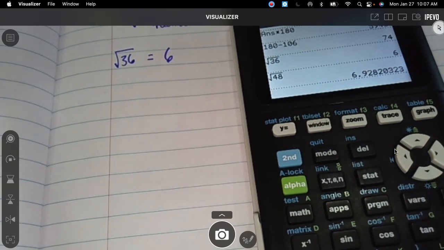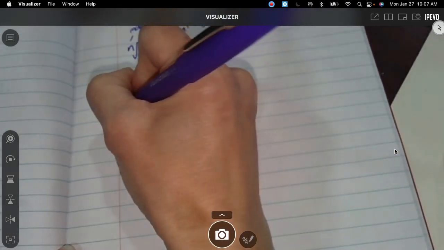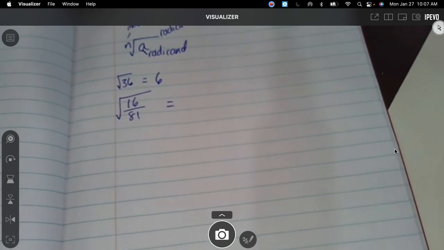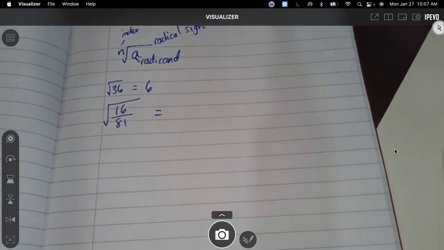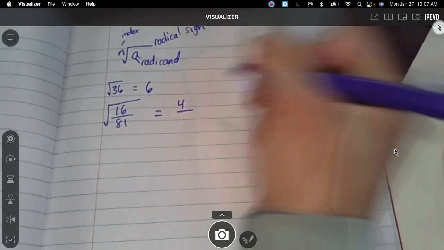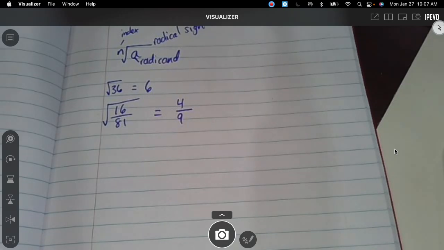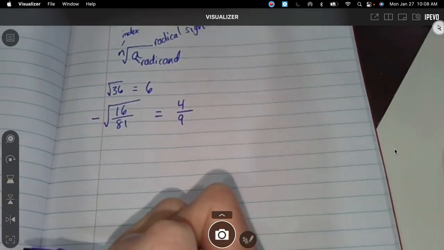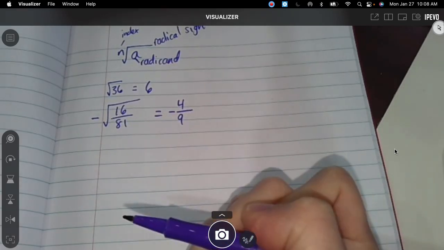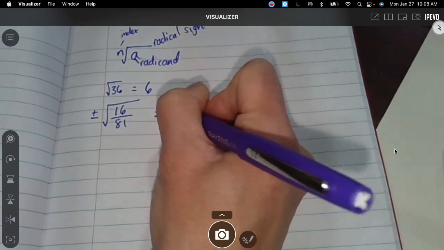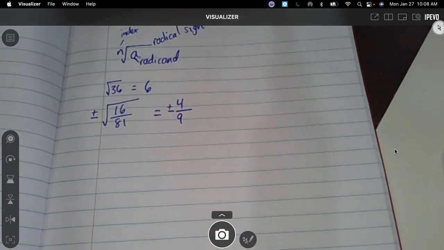Okay, so what if I want us to find the square root of 16 over 81, all right, without a calculator. Can somebody tell me what's the square root of 16? 4. Okay, what's the square root of 81? There you go, 4 over 9 is your answer. Okay, what if they had a negative sign out here? What would my answer be? Negative. What if they had a weird sign, like plus or minus? Then you'd put plus or minus. That means I could have the positive or the negative.